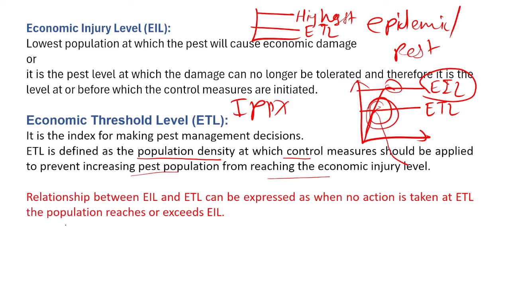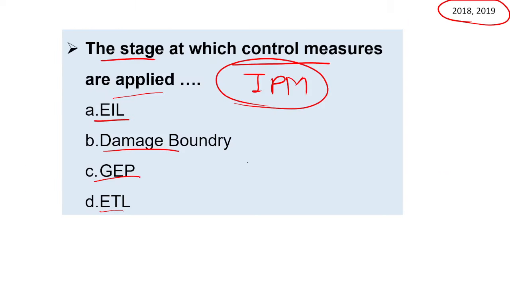Okay, as we apply pest management tactics here, the pest will go down to the damage boundary, the pest will decrease. Okay, in this question the same thing, they ask the stage at which control measures are applied, and our correct answer is option D, ETL.